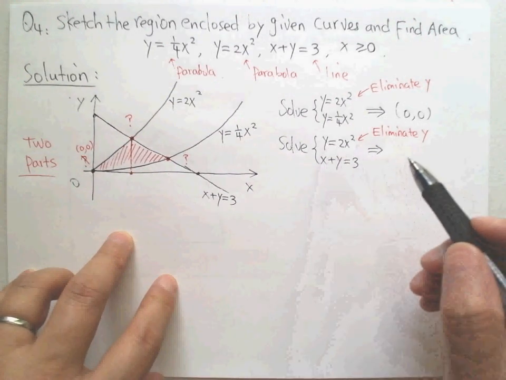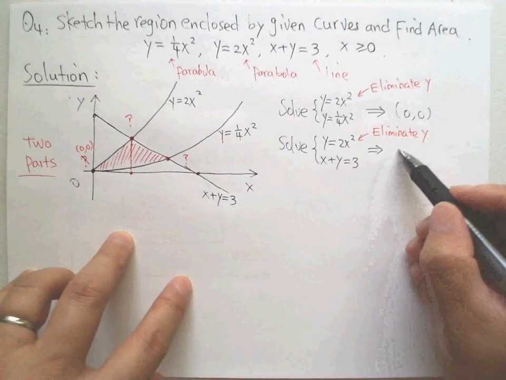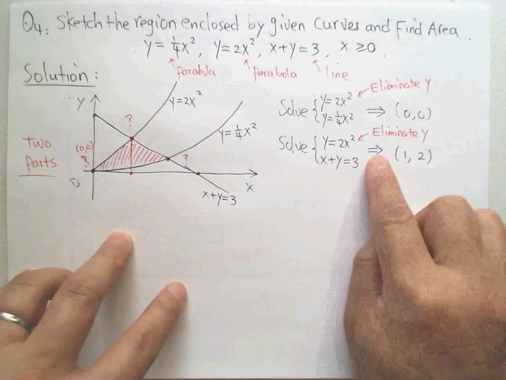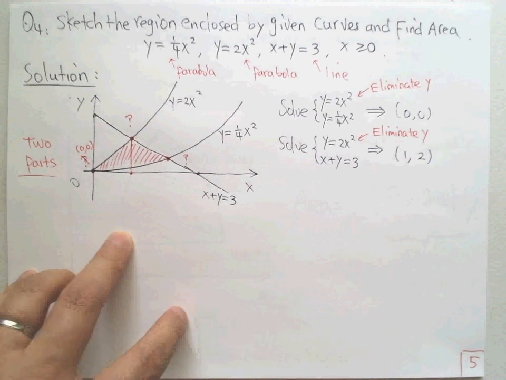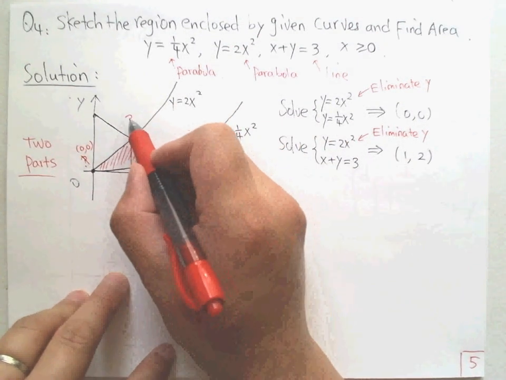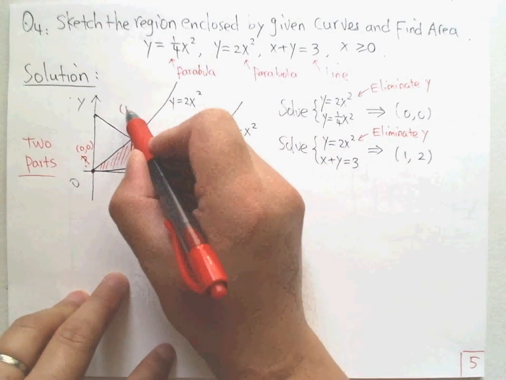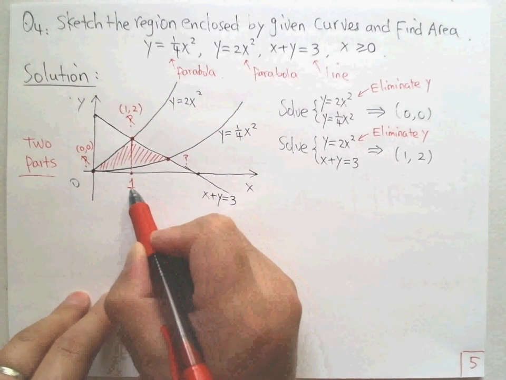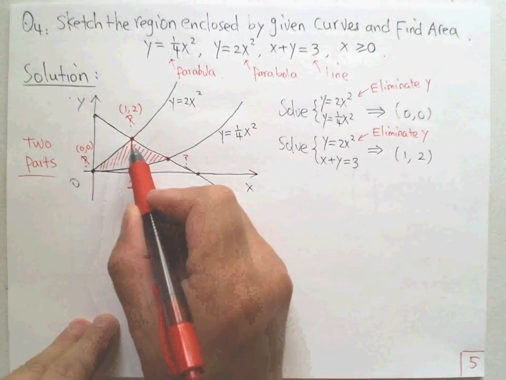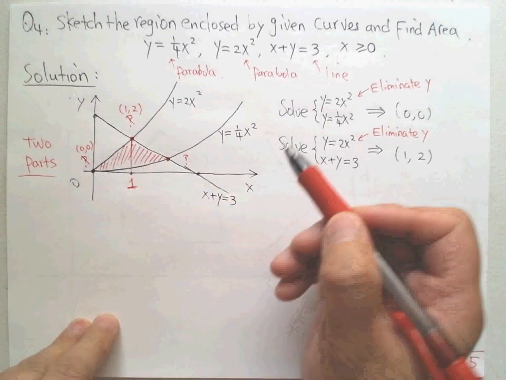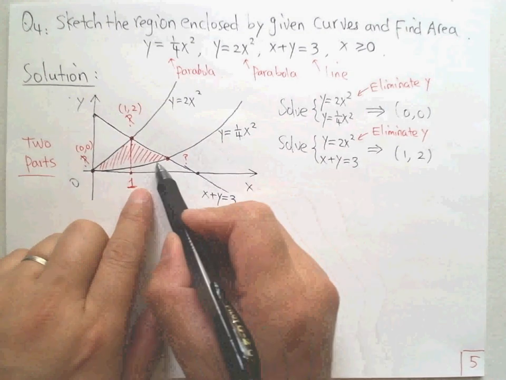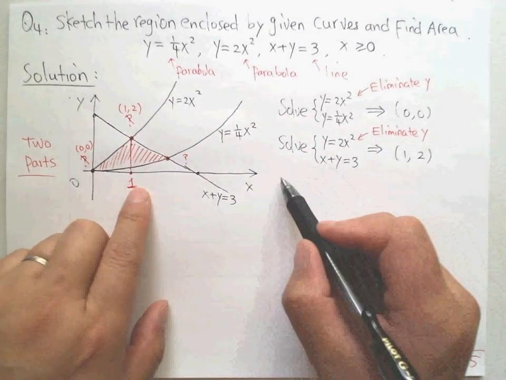Eliminate y. You have to resolve x. After you resolve x, you get x equals 1. Back substitute, so we get y equals 2. So it means the point is (1, 2). I ignore the middle steps. This point we find is (1, 2), so the projection for x is 1. Good. So now the first part is integrated from 0 to 1.